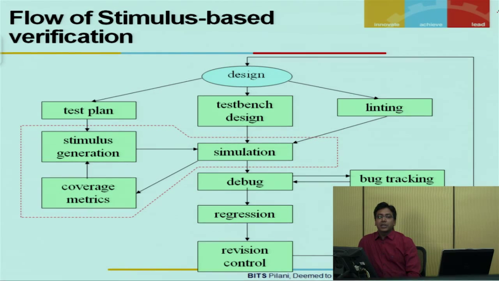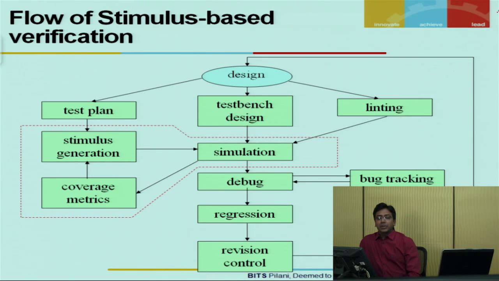Now what is a coverage matrix? Coverage matrix, as we discussed, is the set of points that we want to verify. Let's say in an ALU, what could be the coverage matrix? We would like to cover whether all possible inputs have been fed to the design. That could be one possible way.